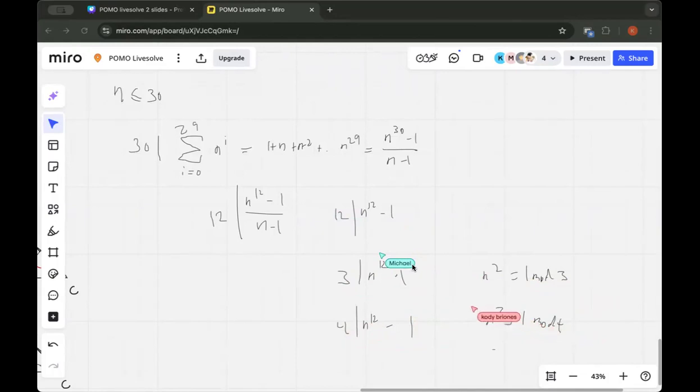So actually for 12, the numbers that will work are the numbers that are coprime to 12. So for 12, the n that work should be n equals 1, 5, 7, and 11. So there should be 4 numbers for 12 that work. Is that right?